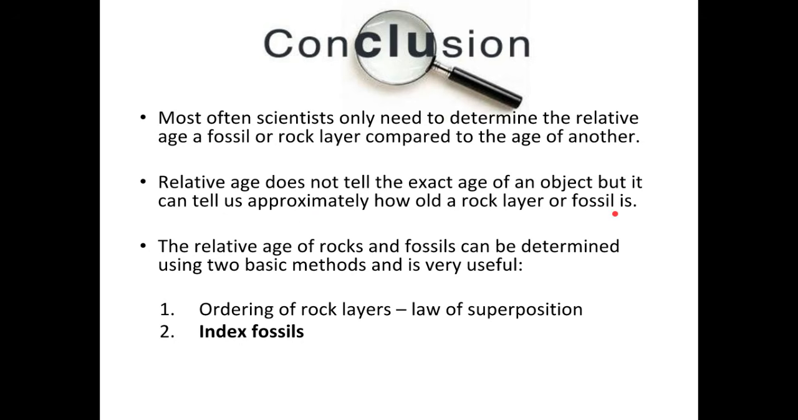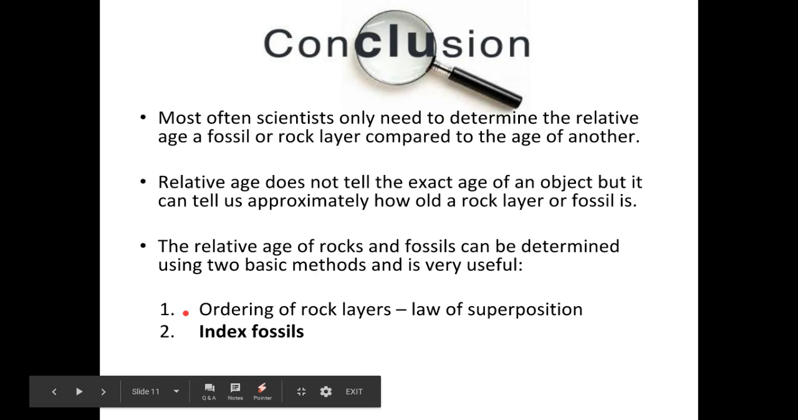We can determine relative age using two methods: the order of the rock layers, the law of superposition, and, as we outlined in this presentation, index fossils.